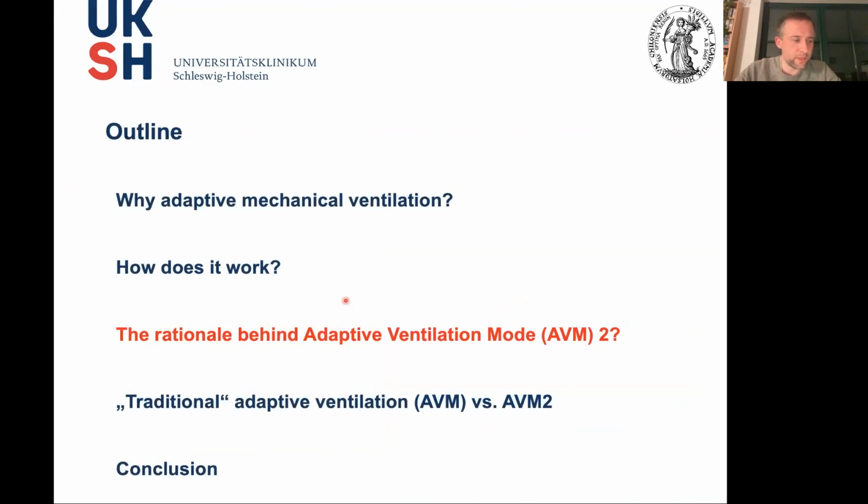Well, this was certainly not the only reason for developing AVM2, but it was maybe some additional rationale to look whether there was some potential to, even though the adaptive ventilation according to Otis equation is already relatively lung protective, improve the lung protection even more.